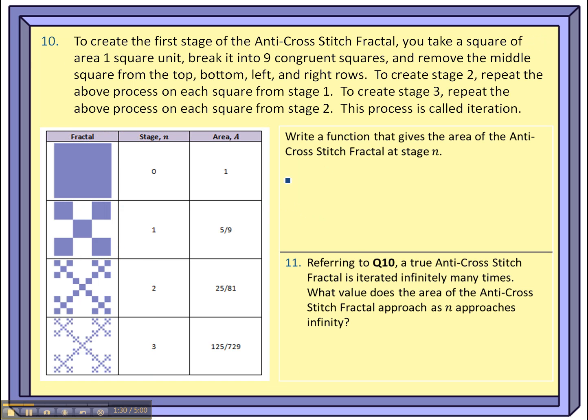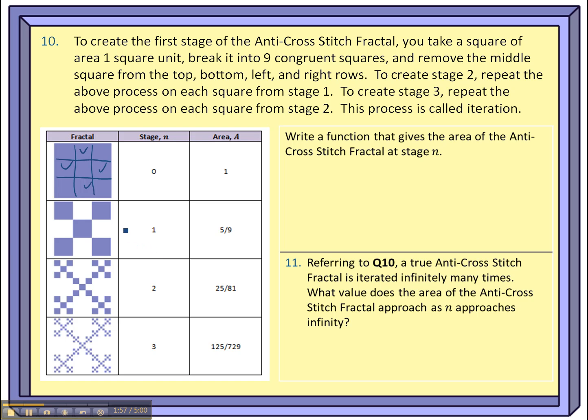Okay, so number 10, we've got ourselves a fractal. So a fractal is created by this process called iteration. You do something to your shape, and then you do it again and again and again. So the process of this one is you take yourself a square, you break it up into a grid of 9 pieces, like so, and you're going to remove this one, this one, this one, this one, as you can see in the next picture.